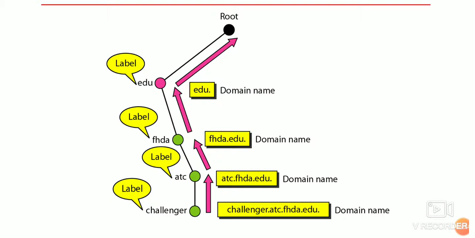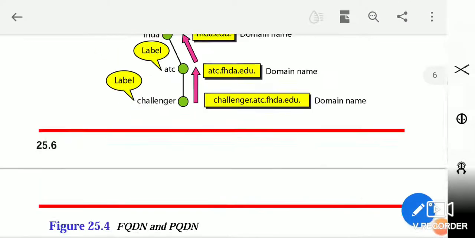You can see here root. After root you can see edu is an educational domain name, fhda is a subdomain name, atc is another domain, and finally under the domain you can see challenger. Okay, so I want to access challenger.atc.fhda.edu. How it is traversing is in an inverted tree structure. First your request will go to root, then it will go to edu, then to fhda, then atc, and finally challenger. Okay, so this is how the inverted tree is going to work.